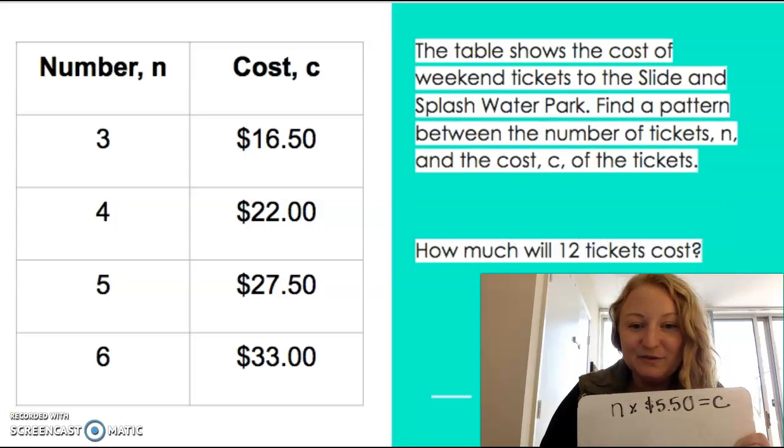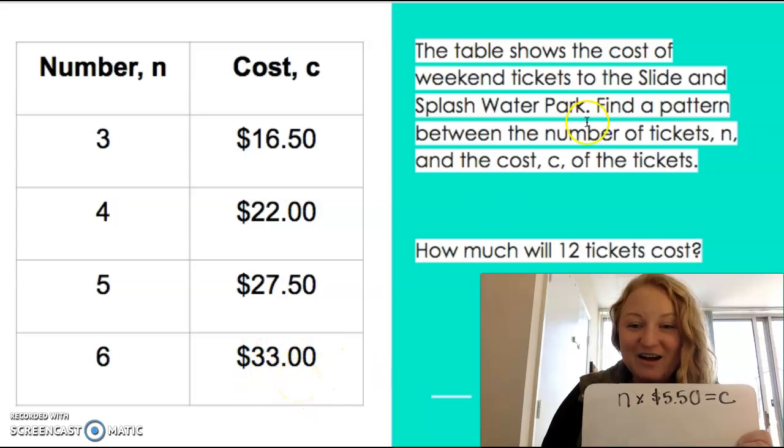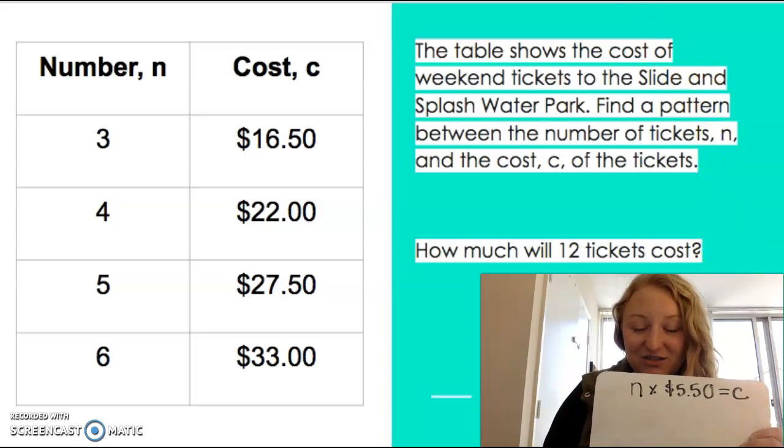Let's take it a step further. We have the same chart here, and I plugged in the $33 that we just found. We have the same scenario up here, but we have a new question. How much will 12 tickets cost?